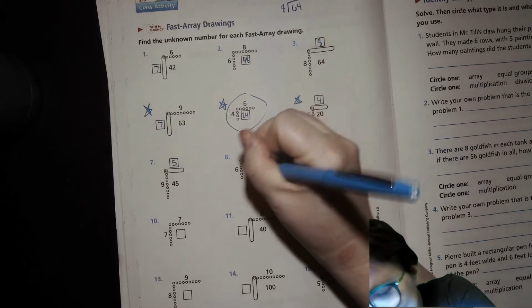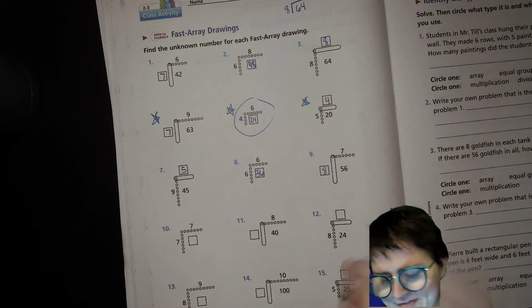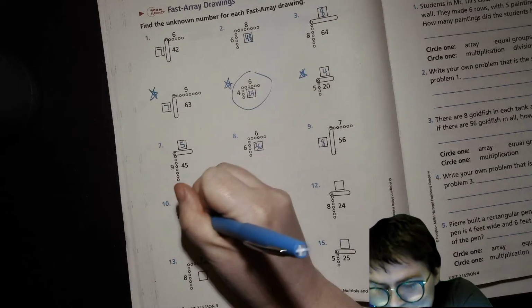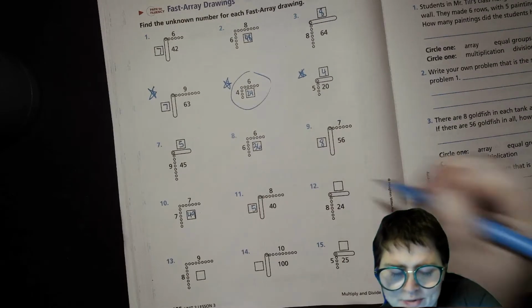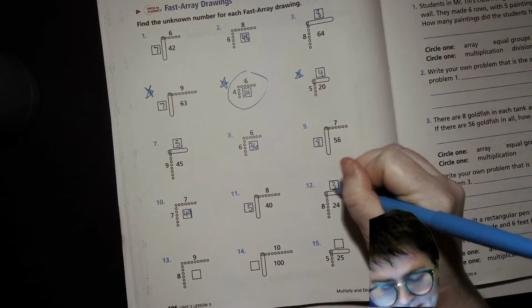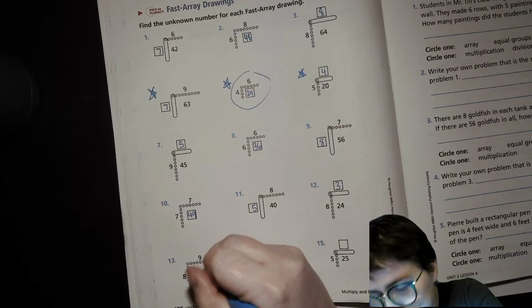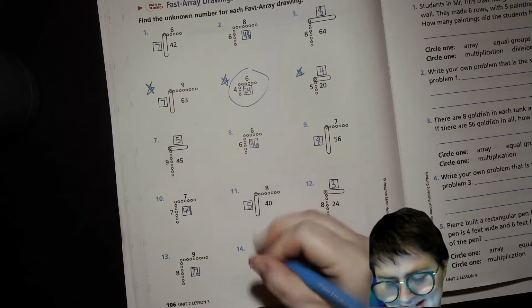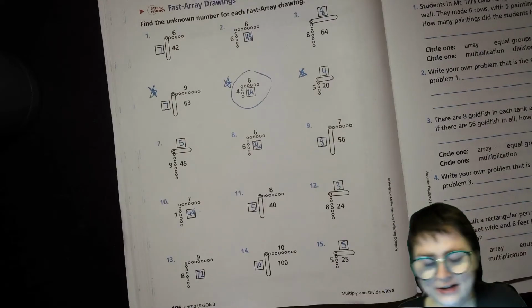6 times 6 is 36. 7 times 8 is 56. 7 times 7 is 49. 8 times 5 is 40. 8 times 3 is 24. 9 times 8 is 72. 10 times 10 is 100, and 5 times 5 is 25.